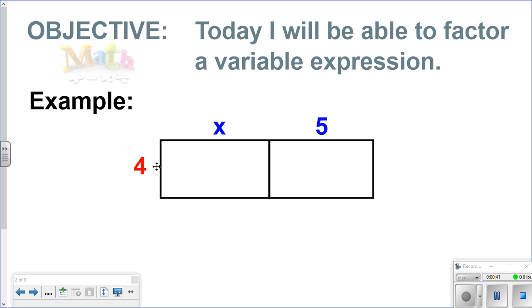Now, if we're going to multiply these two terms together, 4 times x, we'll simply get 4x. If we multiply the 4 times the 5, well, 4 times 5 is 20. So 4 times x plus 5, the product is going to be 4x plus 20. Let's take this a step further.